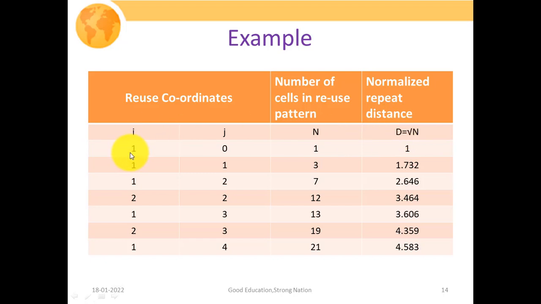So if we take i is equal to 1 and j is equal to 0, n is equal to i square plus j square plus ij. So we just put these values of i and j and we get n is equal to 1 and d is also equal to 1. When we put i value 1 and j value 1, then in that case 1 square plus 1 square plus 1 into 1 turns out to be 3, and the normalized distance will be equal to under root of n, which turns out to be 1.732. So this is how we have made this particular table.